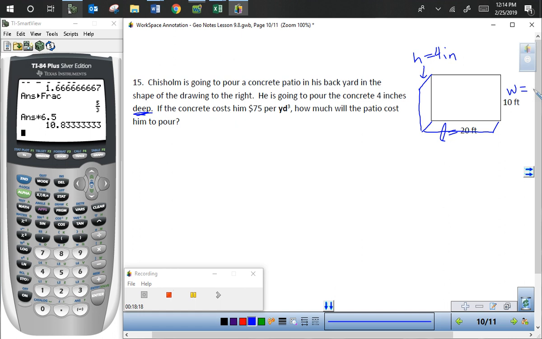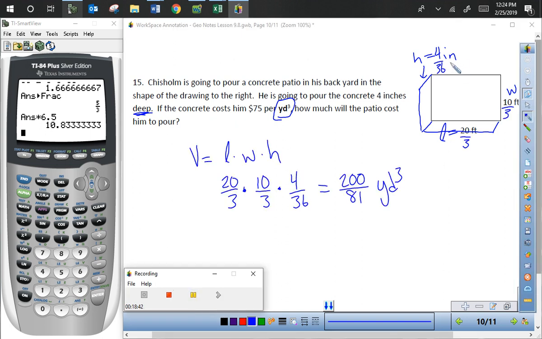From there, we want to see what to convert to since we're dealing with inches and feet. It again says yards cubed, so we need to change to yards. Okay, what I want you to do is pause the video and see if you can find the volume based on those 3 numbers. Just remember, you have to go ahead and convert to yards first.